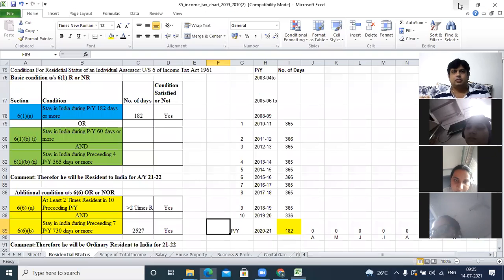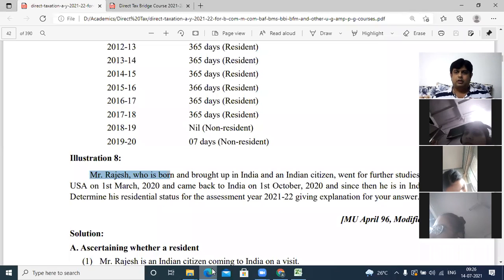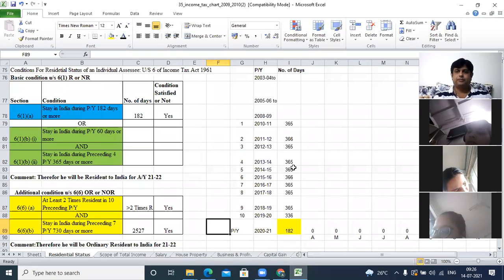Mr. Rajesh, being an individual assessee, going abroad for higher studies and coming back to India, will be covered under Section 6 subsection 1.